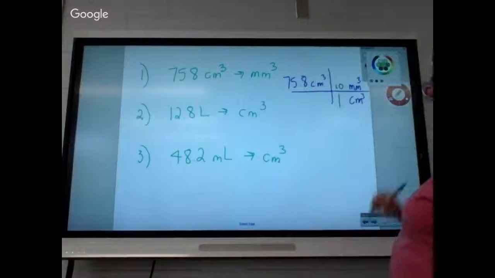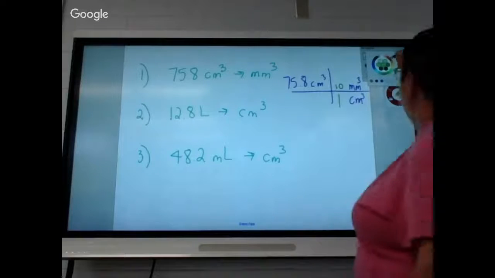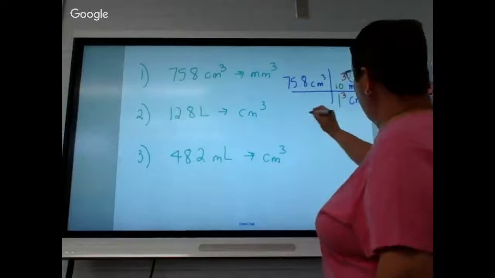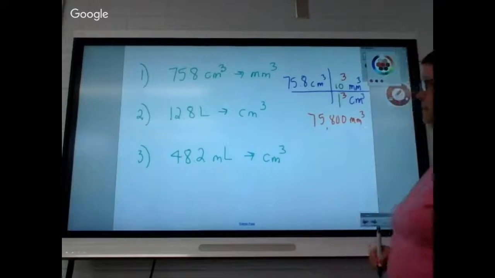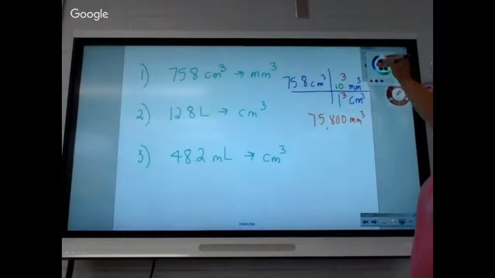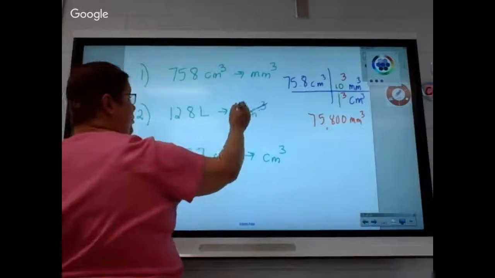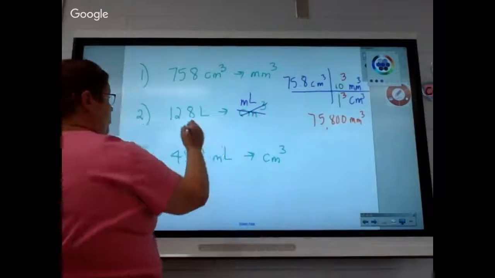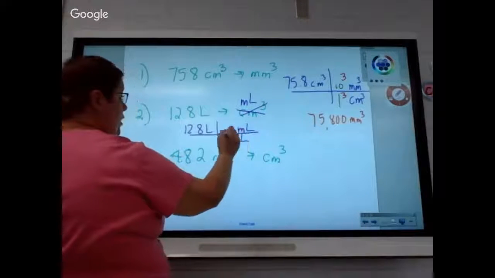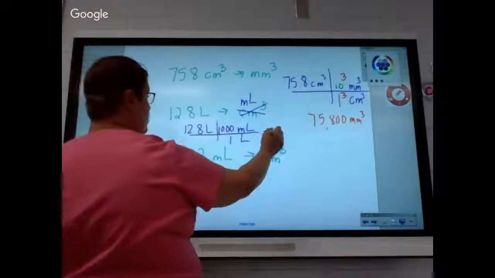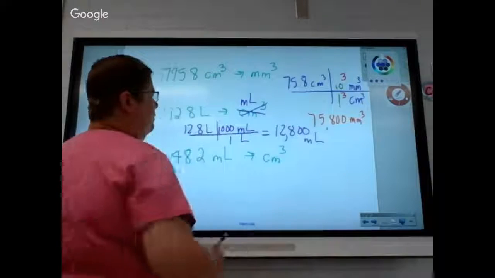What can you tell me about both these units? They're both cubed. So I've got to cube both of the numbers. So when I calculate, I get 75,800 millimeters cubed. Now, number 2 and number 3, I gave you something where they are cubed, non-cubed. A centimeters cubed is the same as a milliliter. So I'm going to draw my chart, 12.8 liters. Liters to milliliters, 1 to 1,000. 12,800 milliliters. Is that right?